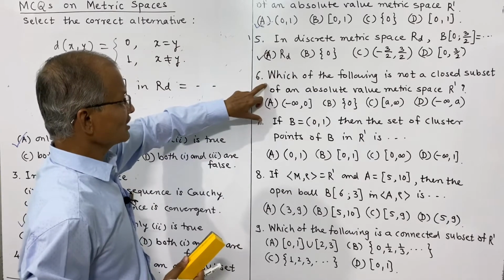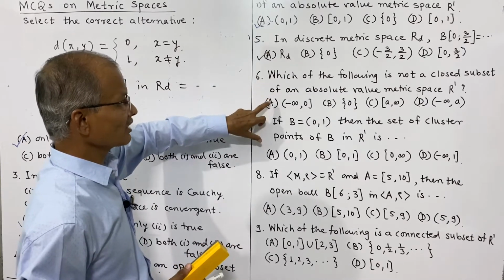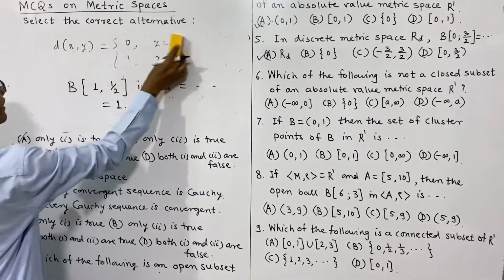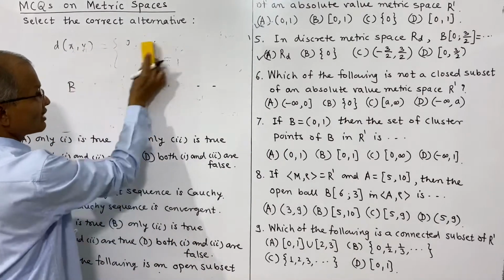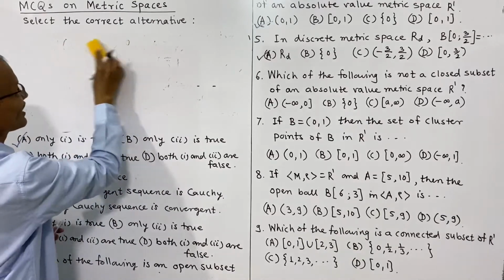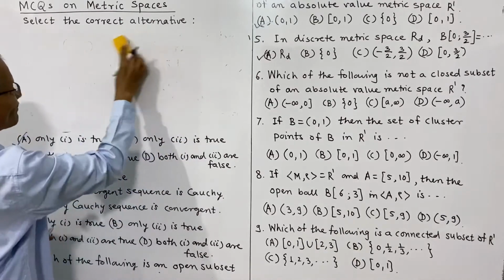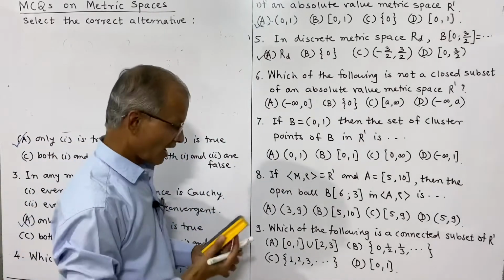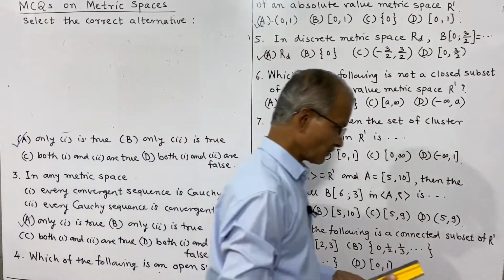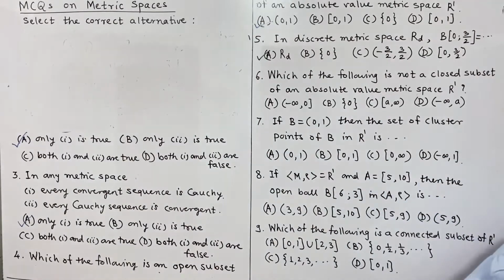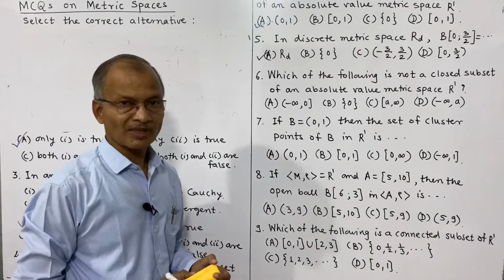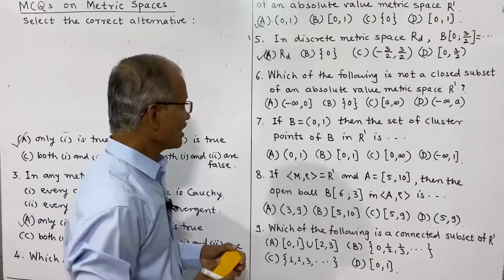Now the next question is 6. Which of the following is not a closed subset of the absolute value metric space R1? Which is not a closed subset? Now what is the definition of a closed set? It must contain all its limit points. If you have a sequence of points in that set, the limit of that sequence must be in the set, then that set is closed.